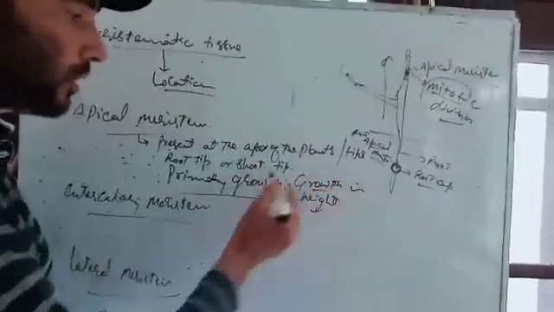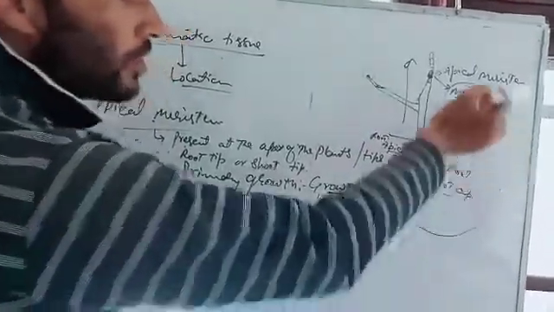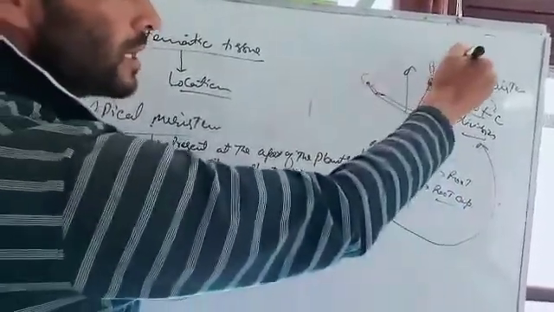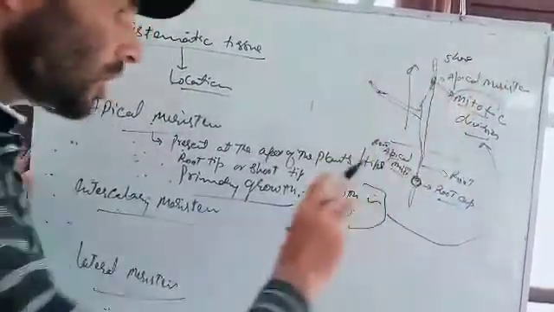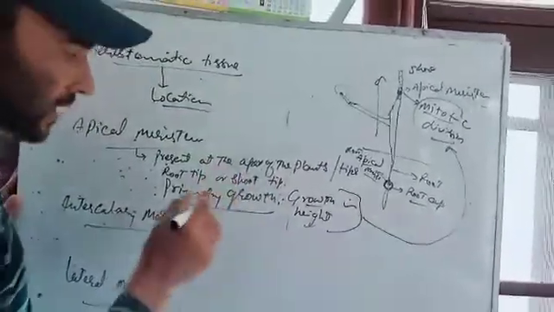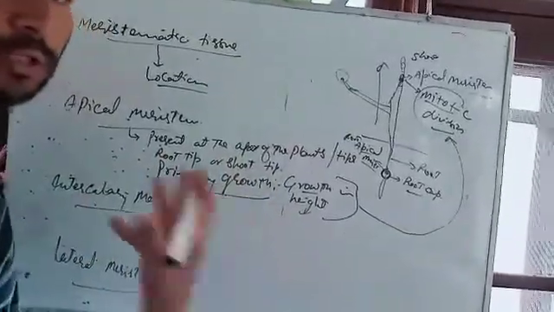That means the growth in height occurs due to the mitotic activity of the meristem, the apical meristem. Either it may be root apical meristem or shoot apical meristem. All these apical meristems are responsible for the primary growth. That means growth in height. Primary growth means growth in height.